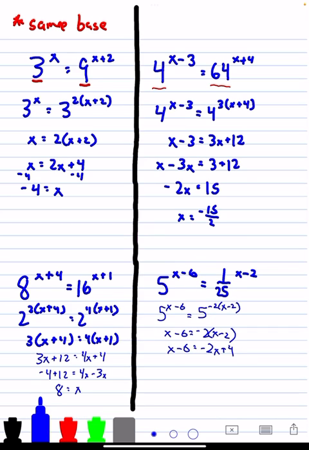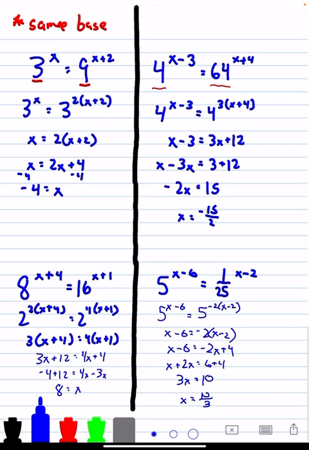Okay, and now let's do this one. I'm going to move this negative 2x to the left side. I'm going to move this negative 6 to the right side and make it positive. Okay, I have 3x is equal to 10. And once I divide both sides by 3, x is equal to 10 thirds.